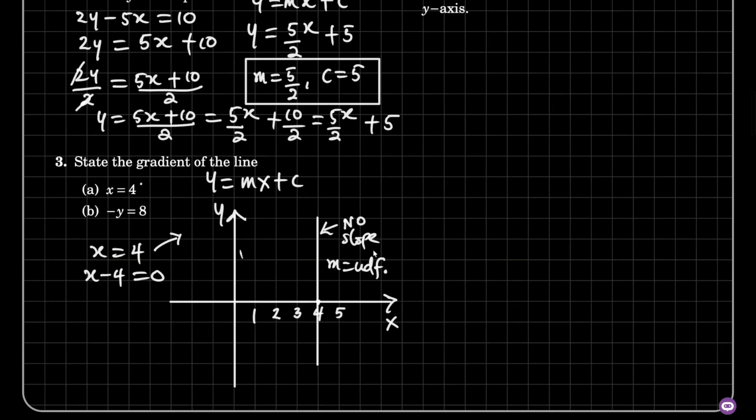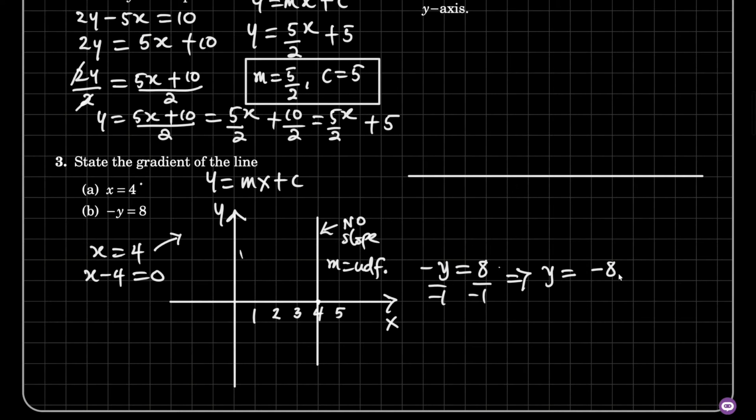For the second question, however, you have negative y is equal to 8. So for this, we can divide both sides by minus 1, right? Minus 1, minus 1. Or you can multiply both sides by minus 1, whichever way. Okay, so this becomes y is equal to minus 8.